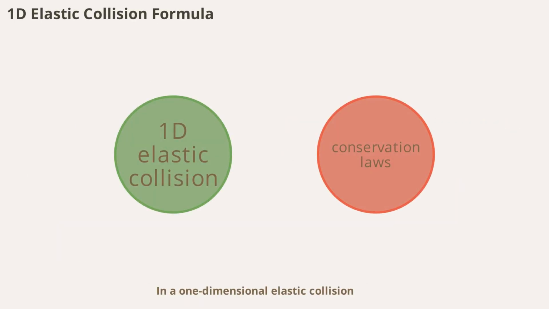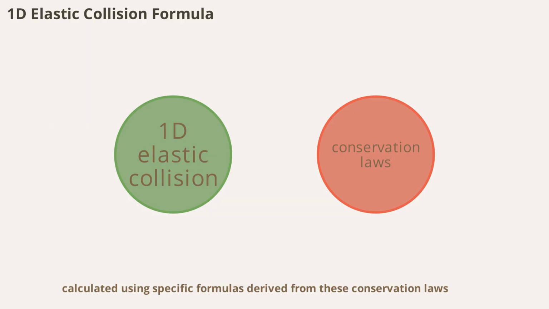In a one-dimensional elastic collision, both momentum and kinetic energy are conserved. The final velocities of the objects can be calculated using specific formulas derived from these conservation laws. These equations help us predict how objects will move after colliding in a straight line, which is useful in many physics problems and real-world applications.